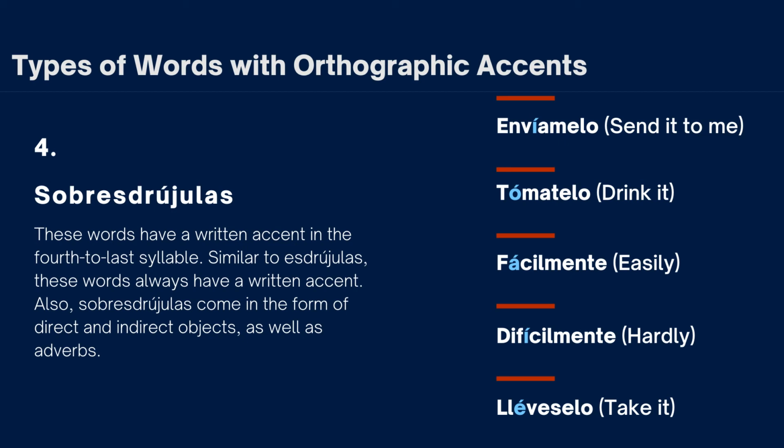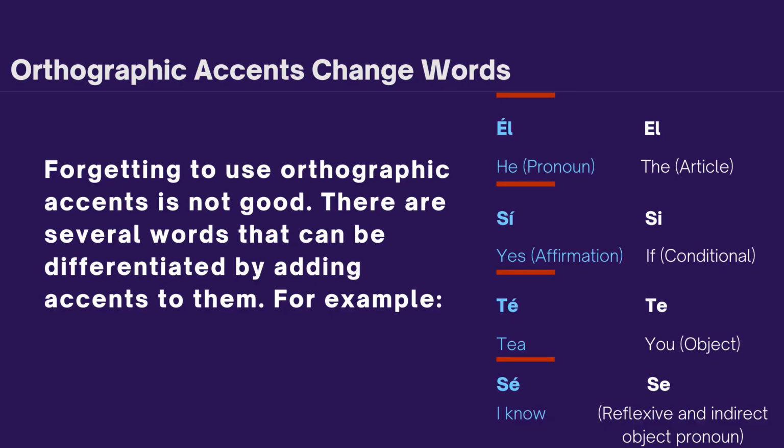Tómatelo, drink it. Fácilmente, easily. Difícilmente, hardly. Lléveselo, take it. Okay, so these were some examples of sobreesdrújulas. Okay, so these are words that have a written accent in the first to last syllable.